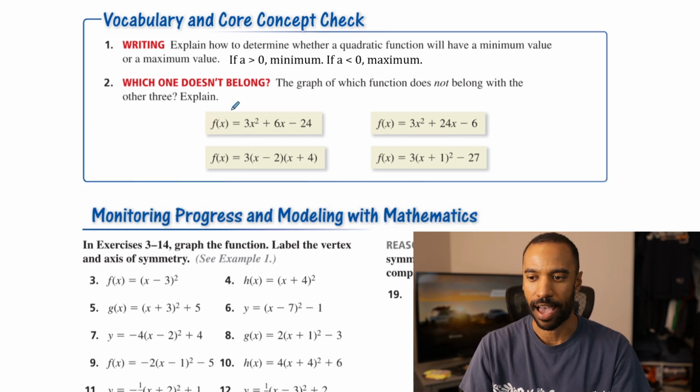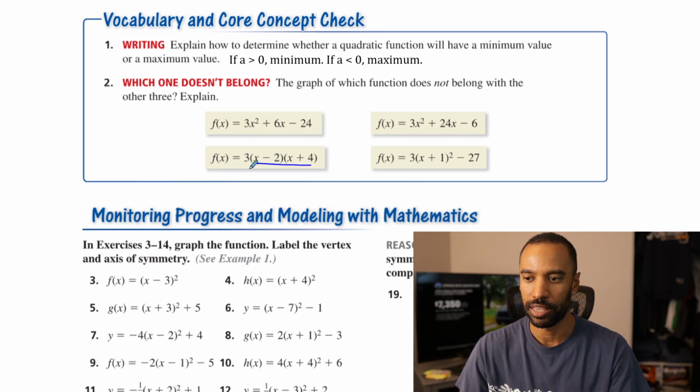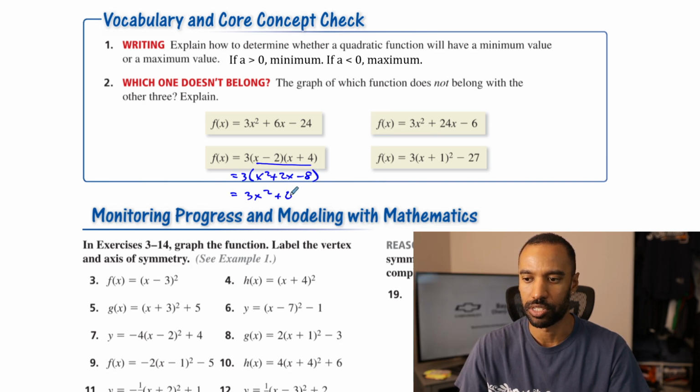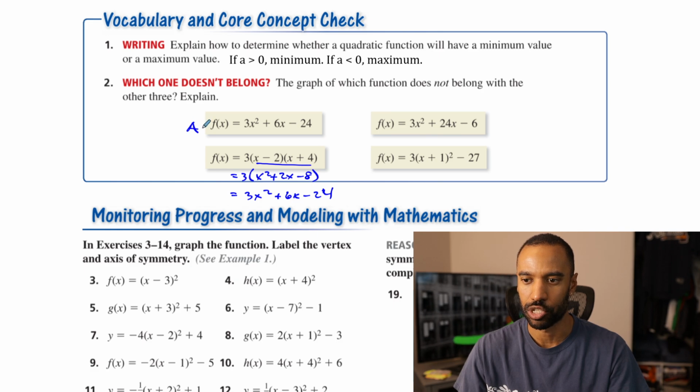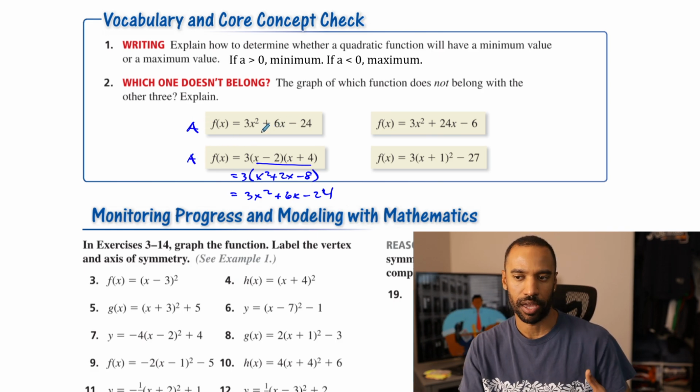Let me start with the factored form version, talk about foiling this first. We get 3 times x squared plus 4x minus 2x minus 8. And when it distributes, that's 3x squared plus 6x minus 24. Now that's the same thing as this one here. So if I say this is A, then that's also A. So they already line up.